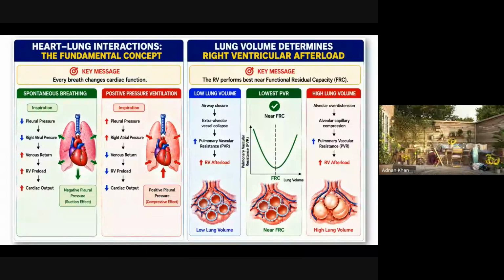Now, in this slide, as you all know, the heart resides within the thoracic cavity and is directly influenced by the changes in the intrathoracic pressure. During spontaneous breathing, negative pleural pressure acts as a suction pump and enhances the venous return. In contrast, positive pressure ventilation increases intrathoracic pressure, reducing the venous return and potentially decreasing the cardiac output. This is the fundamental physiological basis of heart-lung interactions.